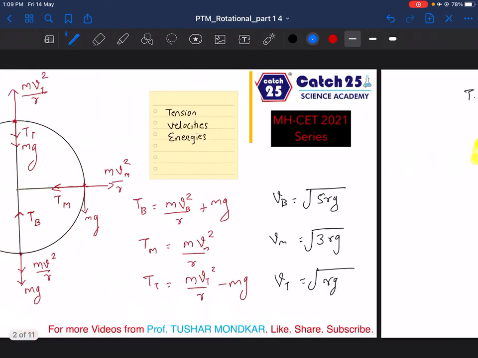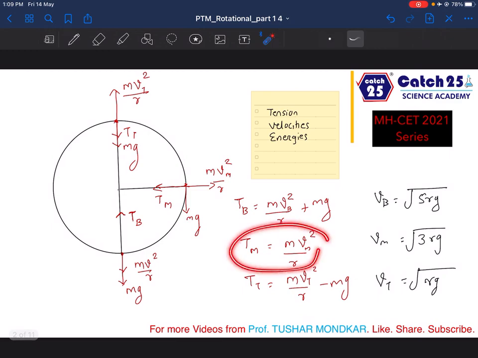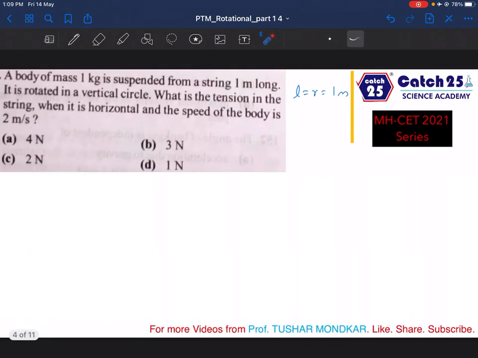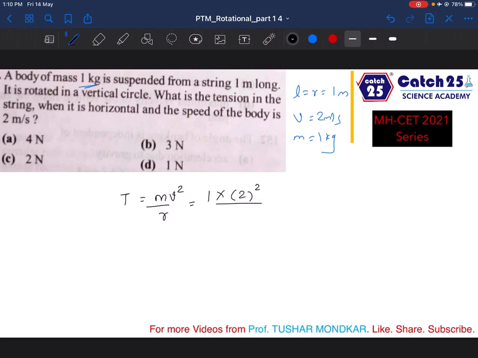And at midway position, the tension will be mv square by r. This is why the concept is required. So you could write that T will be mv square by r. Anything else they have provided? Speed, obviously. They have provided v, which is 2 meter per second. Now you could easily solve this particular question because you have v, you have also mass, and you have r. So we can put in the tension, m as 1, v square as 2 square, upon r as 1. So the correct answer is 4 Newton.